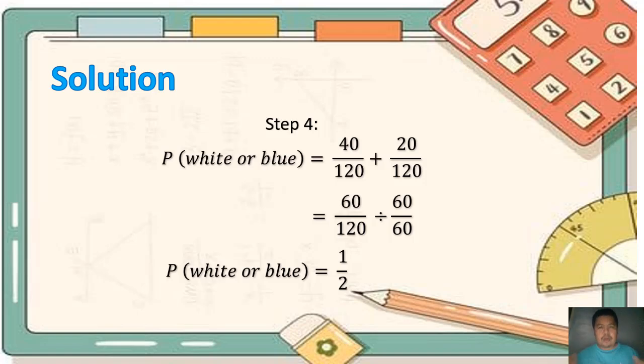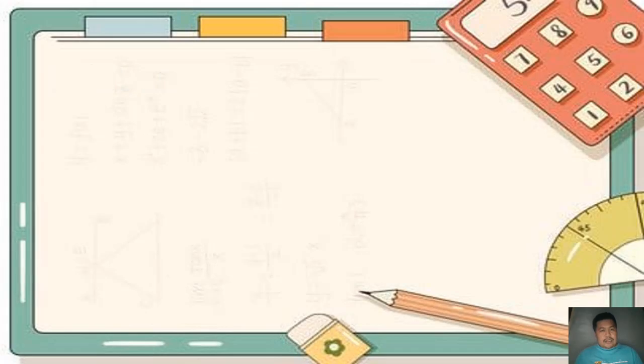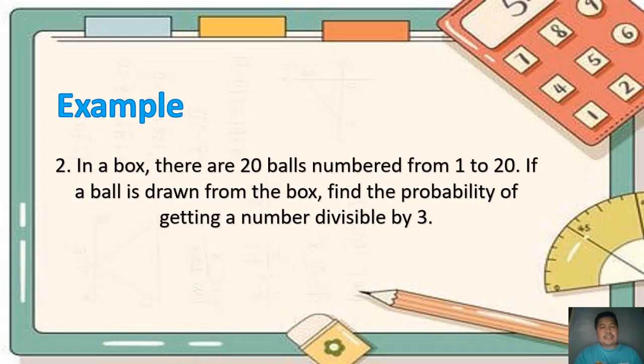Sir, can we have another example? Okay. We have another example. In a box, there are 20 balls, numbered 1 to 20. If a ball is drawn from the box, find the probability of getting a number divisible by 3. Sir, what are the numbers divisible by 3? Later we will show what he wants to get, or how many are our chances.